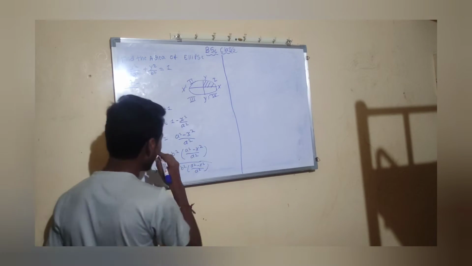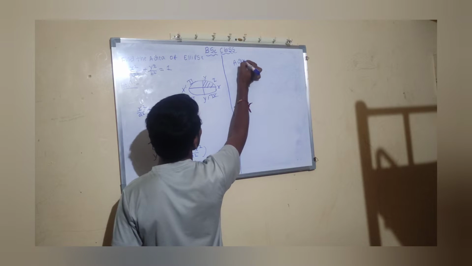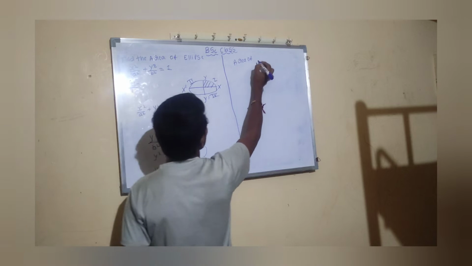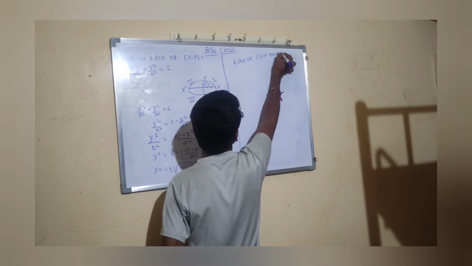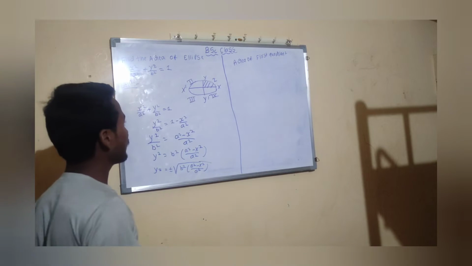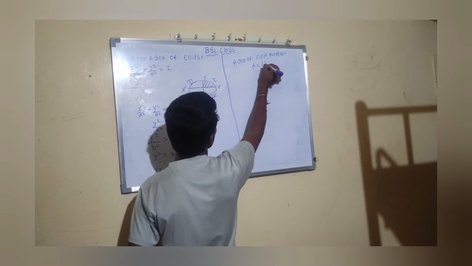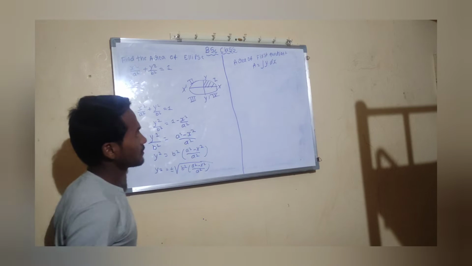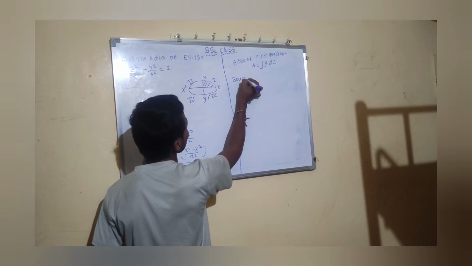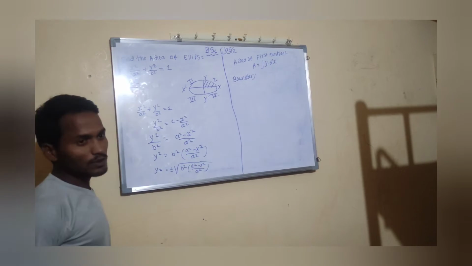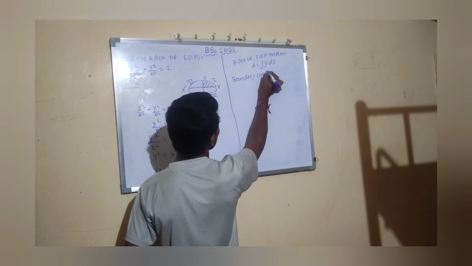Now, another one: we have to find the area of the first quadrant. The area of the first quadrant under the curve is the integration of y into dx. So we take the boundary condition; we apply integration and then apply the boundary condition.